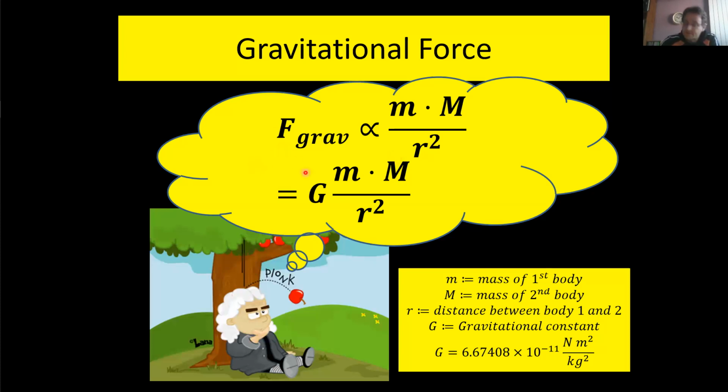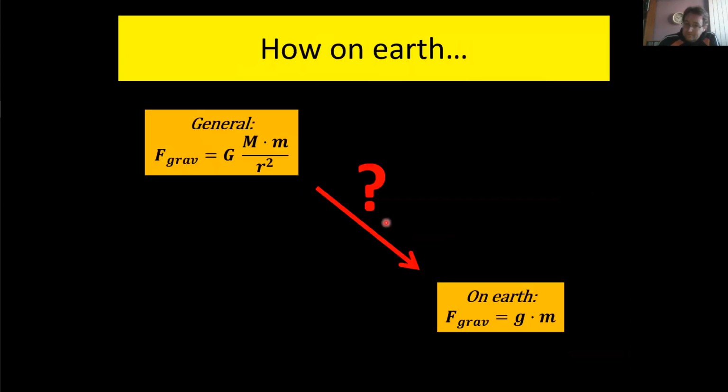Nevertheless, we have Newton's gravitational law. The gravity between one body with the mass m and the other body with the mass capital M equals G, the product of the masses, divided by the distance squared. So this leads us to the question, why do we have on Earth g times m? But in general, we have capital G, capital M divided by R squared.